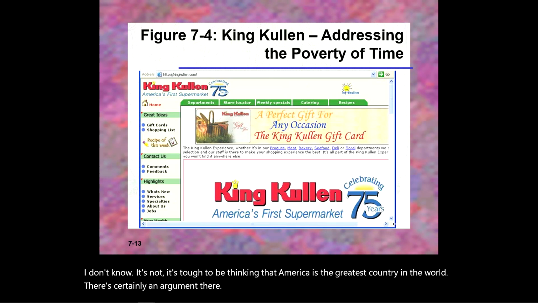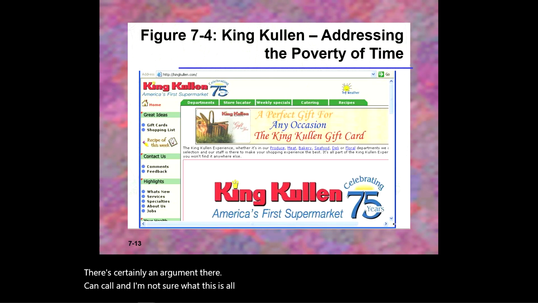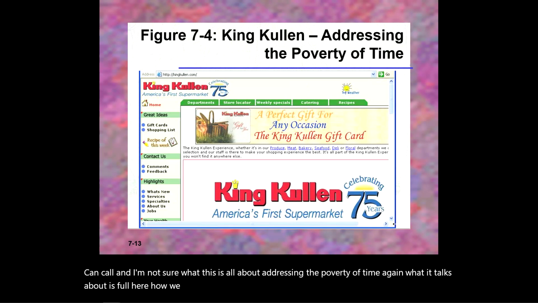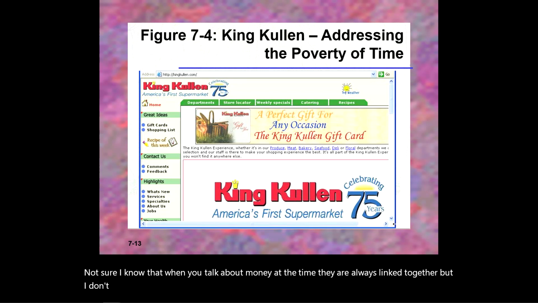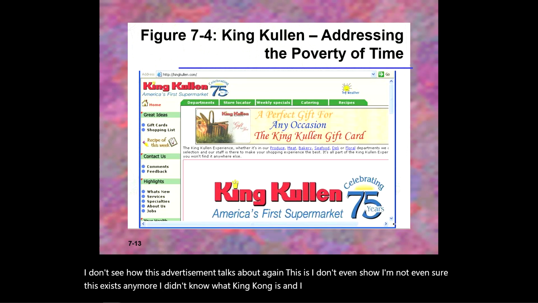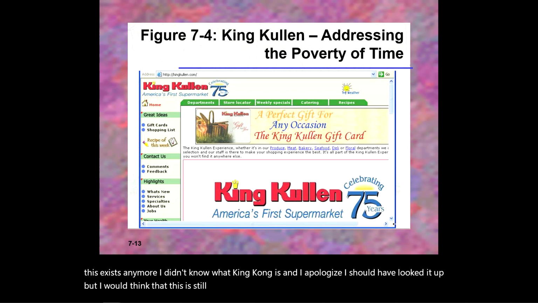King Kullen, I'm not sure what this is all about. Addressing the poverty of time. Again, what it talks about is food here and how we see food, but I'm not sure. I know that when you talk about money and time, they're always linked together, but I don't see what this advertisement is saying. Again, I'm not even sure this exists anymore. I don't even know what King Kullen is, and I apologize. I should have looked it up, but I would think that this is still existing, and it's got to do with a certain branch. I don't know. But anyway, we'll keep going.